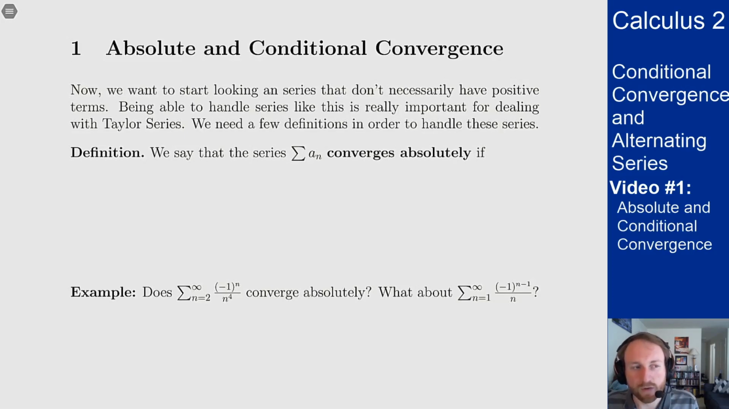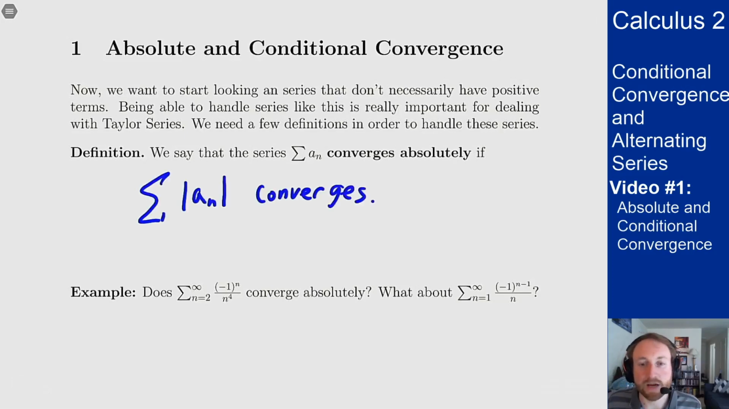So we need to be able to handle whether these series converge or diverge, and what that looks like for the case of not all terms being positive. So our first definition here is that of absolute convergence. We say the series converges absolutely if the series, where I take the absolute value of every term, converges.